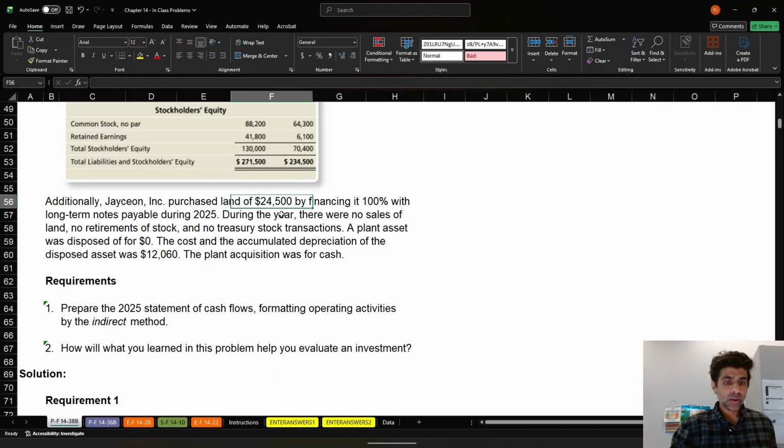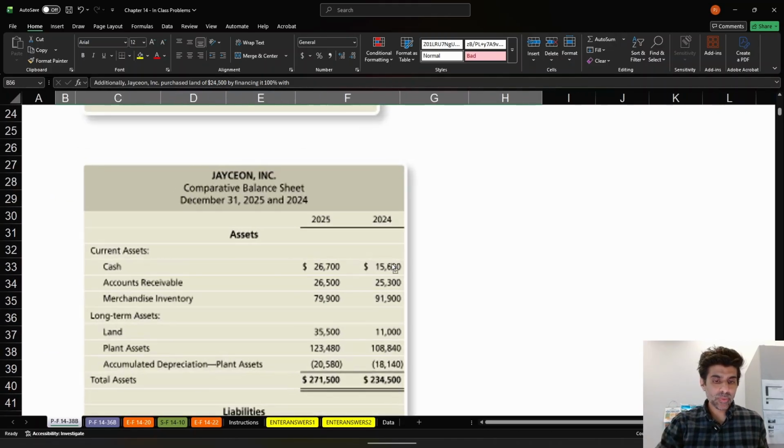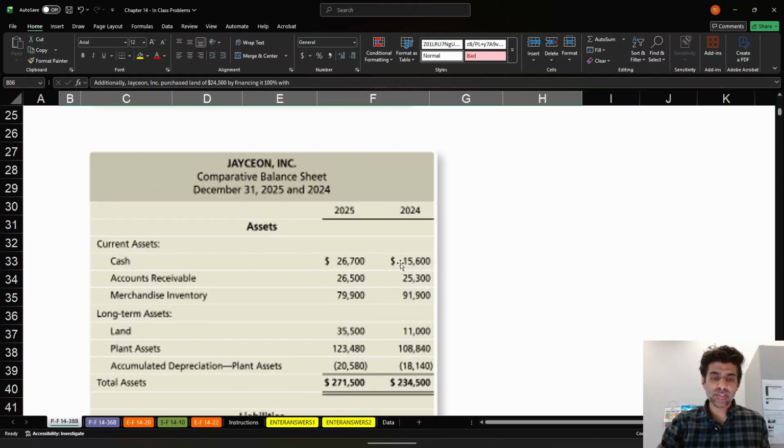So you'll have to read through the financial statements and this additional information, and now you're going to do the full thing. You're going to start with the operating section, then the investing section, then the financing section, and you should be able to reconcile how cash went from 15,600 to 26,700. That's how you'll know that you did each of those three sections correctly, and that the net change in cash should reconcile this first line here.